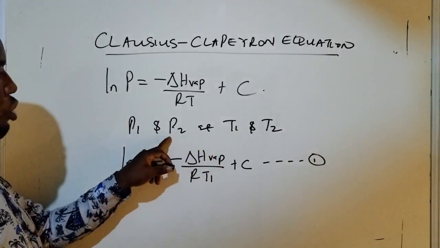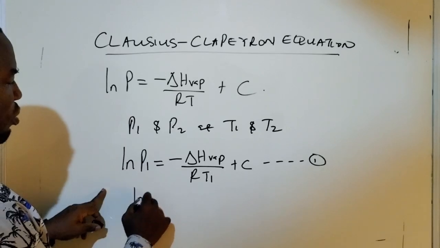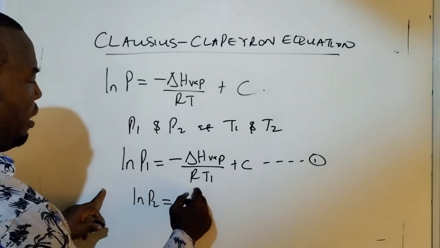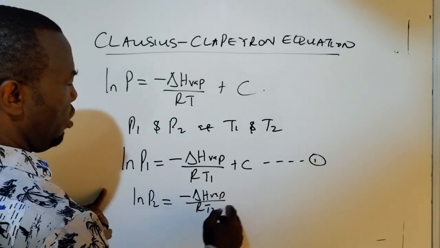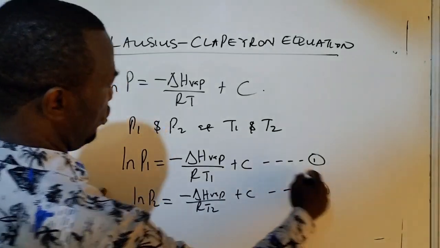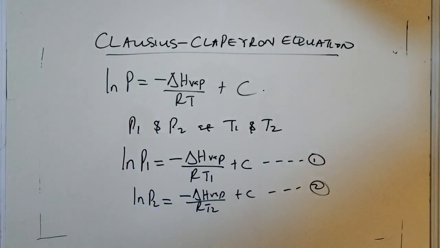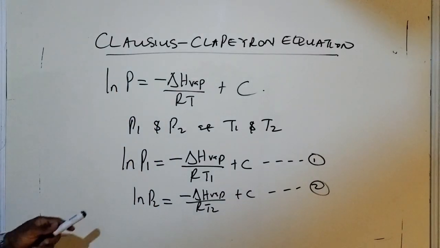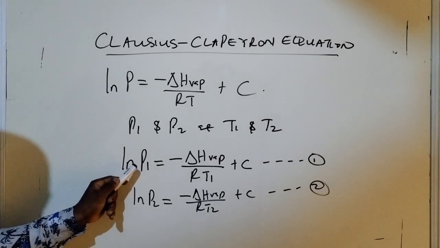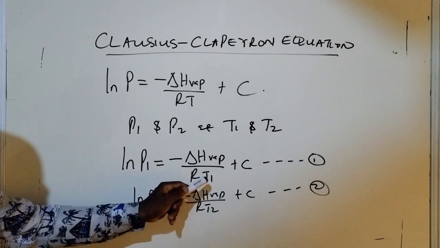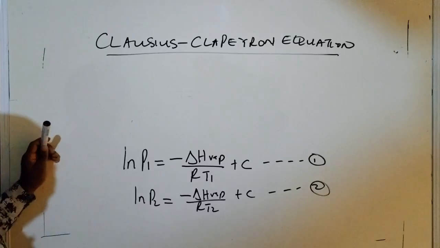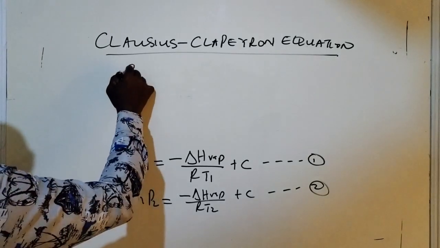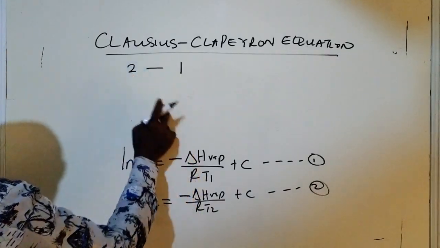For the second condition, we can say natural log of P2 equals negative delta H vap all over R T2 plus C, equation 2. So we have formulated two equations for two conditions of a substance in a vapor state: P1, the initial pressure, P2, the final pressure, initial temperature T1, and final temperature T2. Then let's subtract equation 1 from equation 2, that is, 2 minus 1.